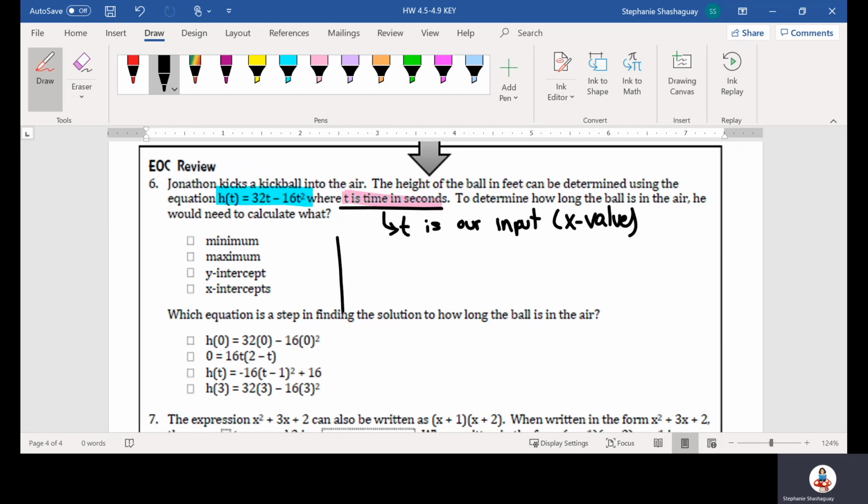So to determine how long the ball is in the air, he would need to calculate what? Well, if you think about a ball being kicked in the air and you want to know how long it's in the air, then you're going to want to know how long it took to get from this point to this point. So you're going to look for your x-intercepts.